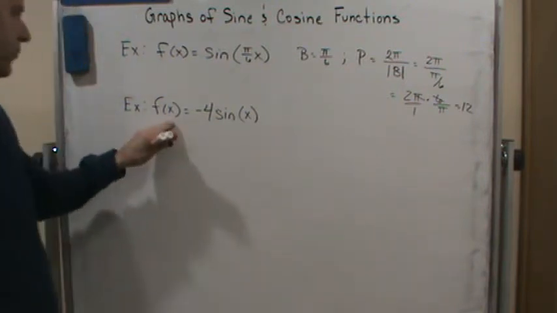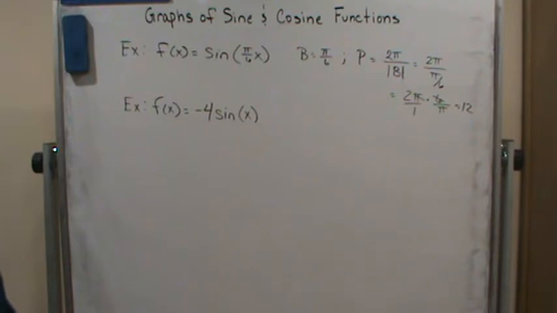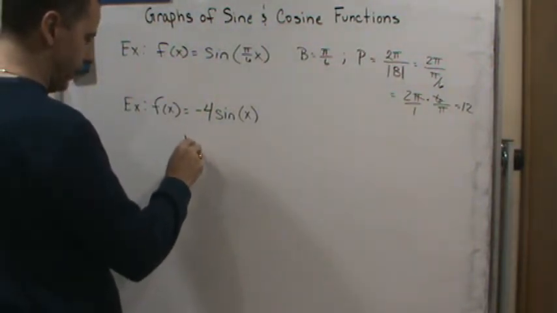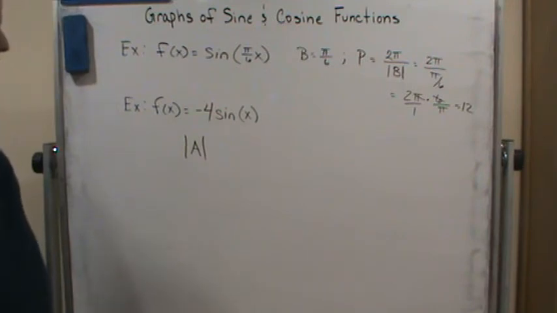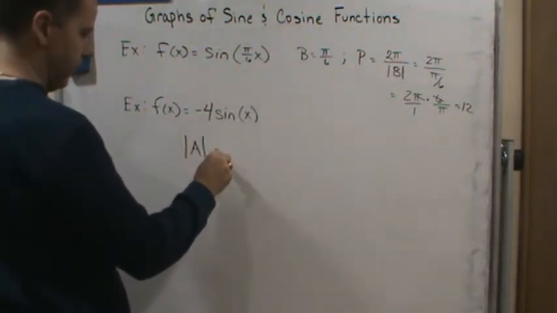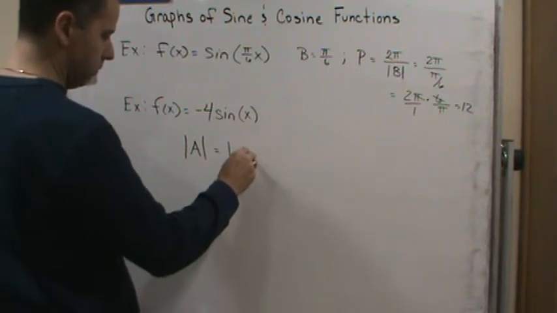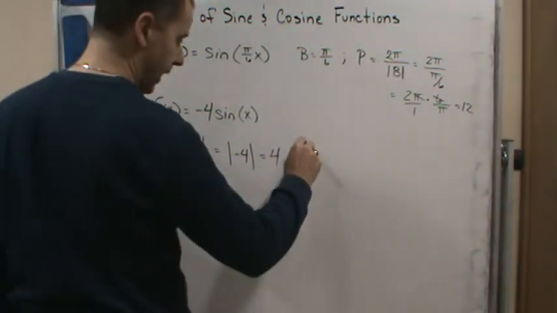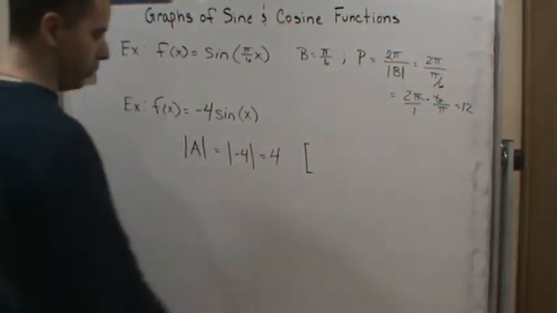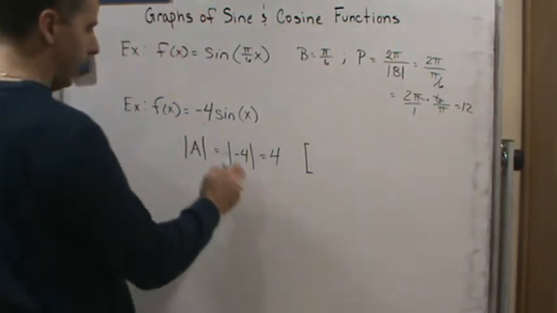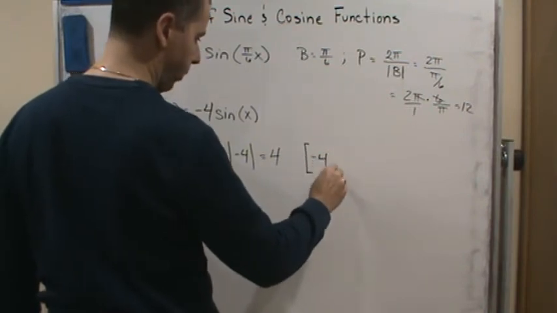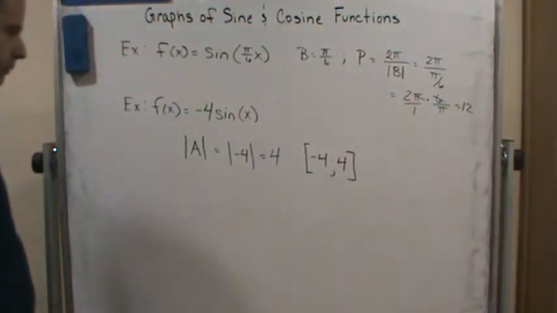So what about this function? Now in this function they want us to determine what the amplitude is. Well, the amplitude, remember, is A. In fact, it's the absolute value of A, right? And so in this case, A is -4, so the amplitude is 4. So that tells us that the range of this particular sinusoidal function goes back and forth from -4 to 4.